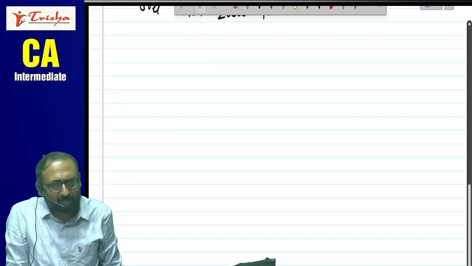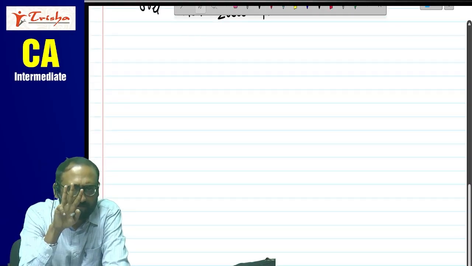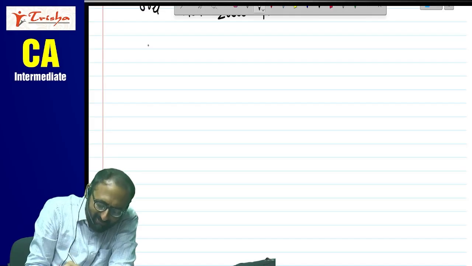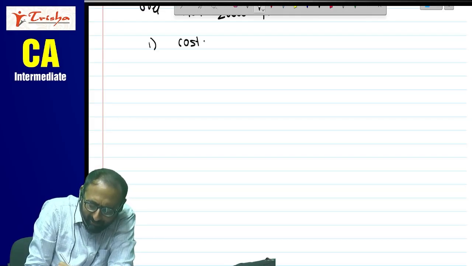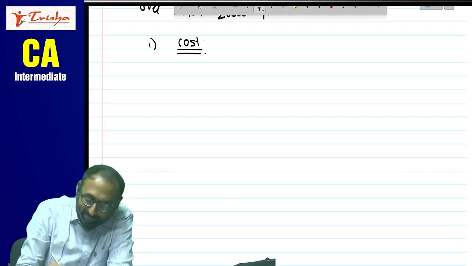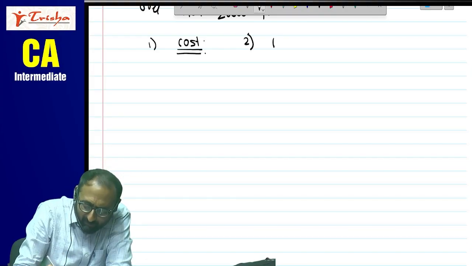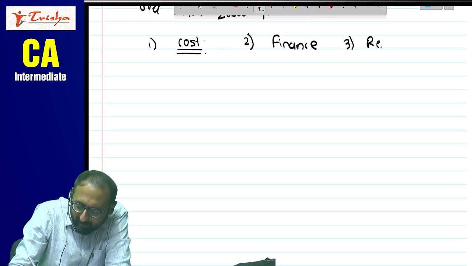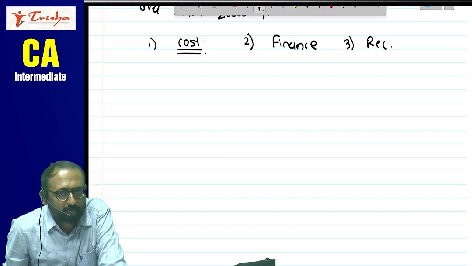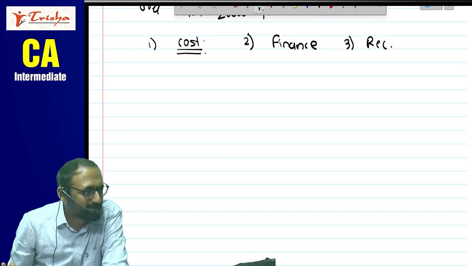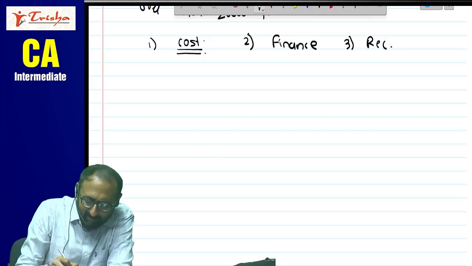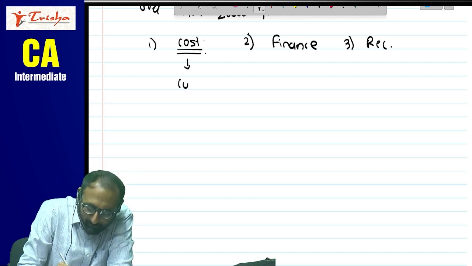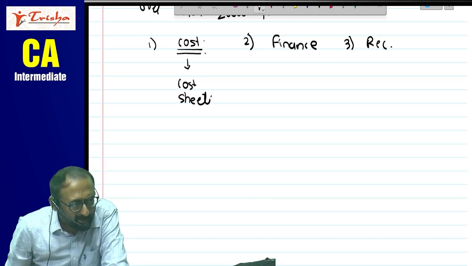Now, in case of reconciliation, basically three questions will be asked. First, you'll have to prepare profit as per cost accounting. Second, profit as per financial accounting. And third, the reconciliation statement. Under costing, if you want to find the profit, you'll have to prepare the cost sheet. What will you prepare, Sirji? You'll have to prepare the cost sheet.